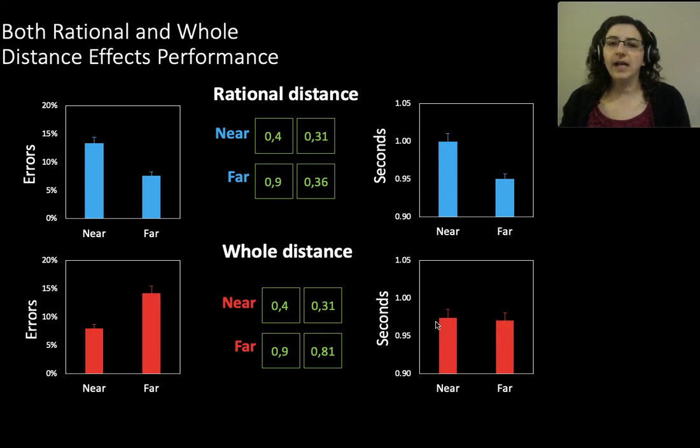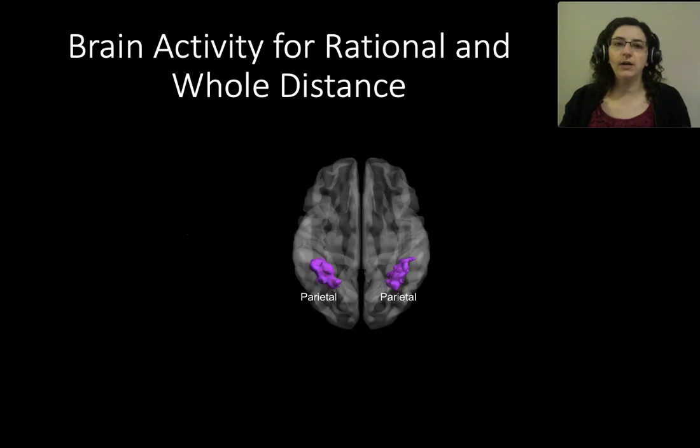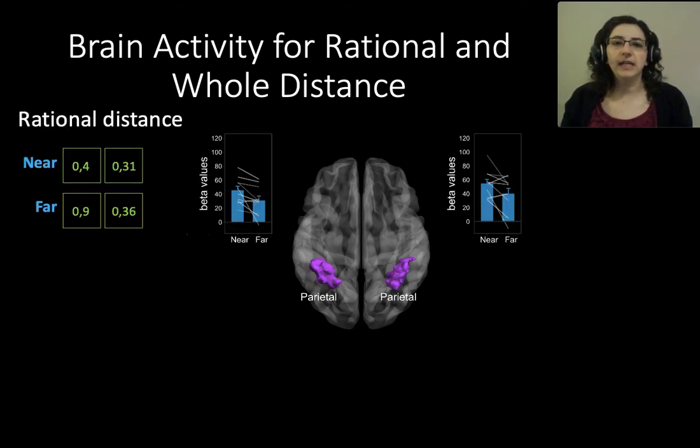We only look at their performance on correct trials. So when they get it right, they have no difference between near and far problems, although they show it for rational numbers. So you can see here that we're able to contrast brain processing for near and far in rational and brain processing for near and far in whole distance. And so we can ask, in our favorite parietal part of the brain up here, is this part of the brain sensitive to rational or whole distance? And what we found is that it is sensitive to rational distance.